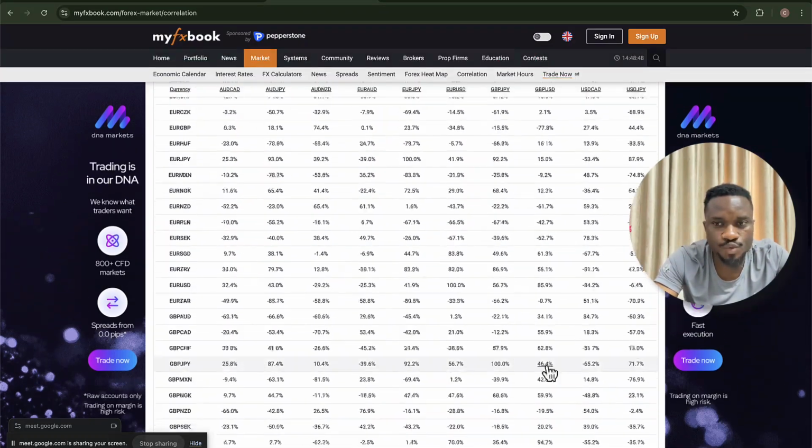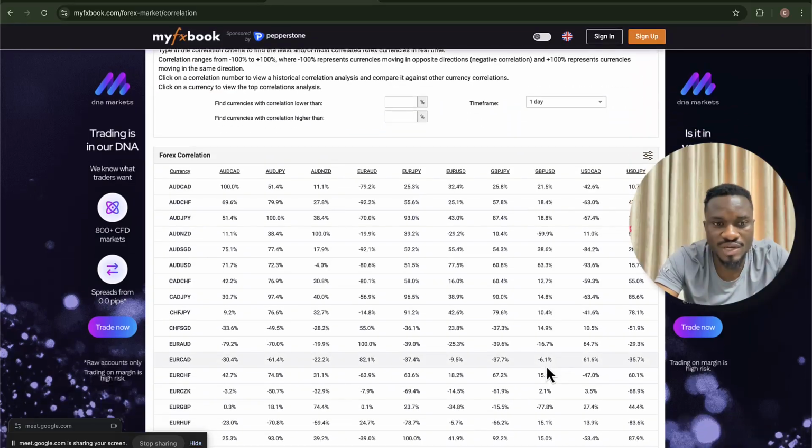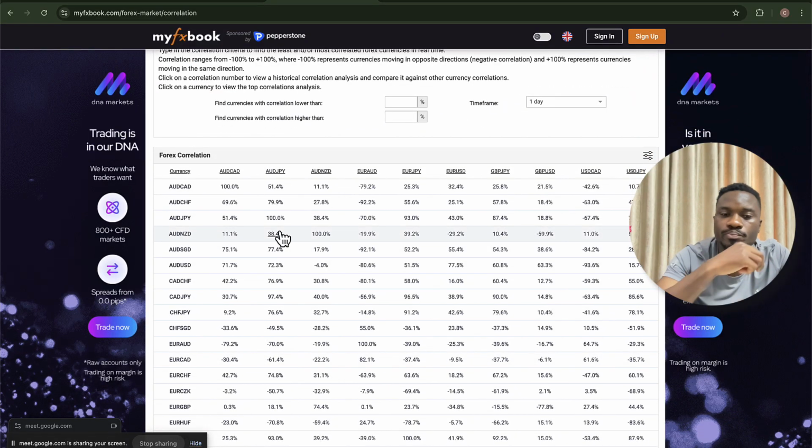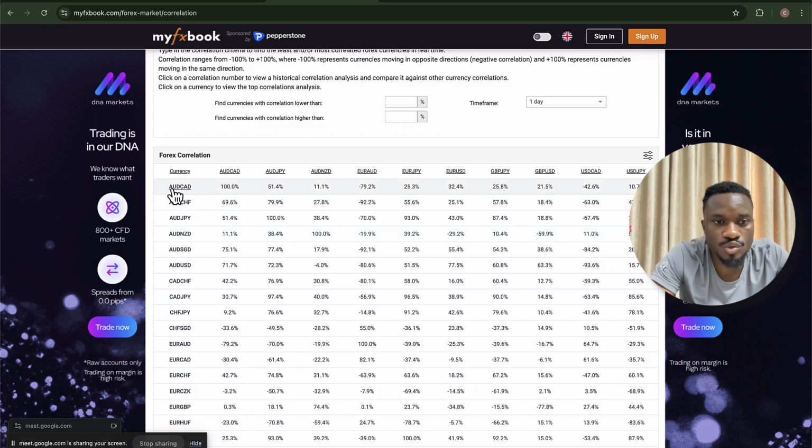Which means whenever you want to trade, you must always make sure that when you are selling a base currency, you shouldn't be buying the same base currency on another currency pair. If you are doing that, you are trading against yourself. Like AUD is your base, Canada is your quote. If you are buying AUD, you shouldn't be selling AUD on any base. For example, you are buying AUD Canada and you are now selling AUD Swiss.